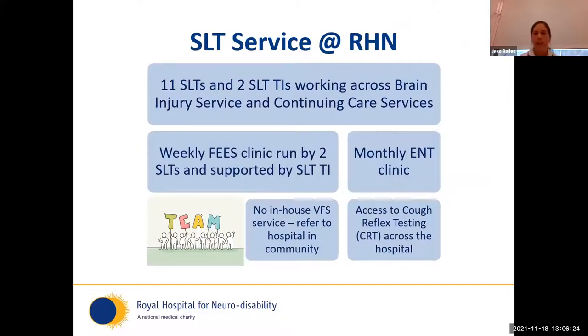And then looking more specifically at our speech therapy team, we consist of 11 speech and language therapists and 2 therapy assistants, and we work across the brain injury service and our continuing care services. Looking at the services we offer, we run a weekly FEES clinic for our patients across the hospital, and we also support a monthly ENT clinic. On occasion, this includes assessments that require scoping or perhaps ENT opinion. We do not have video fluoroscopy on site, but we do refer to a hospital in the community and we attend the outpatient clinic. We also use cough reflex testing widely across our hospital.